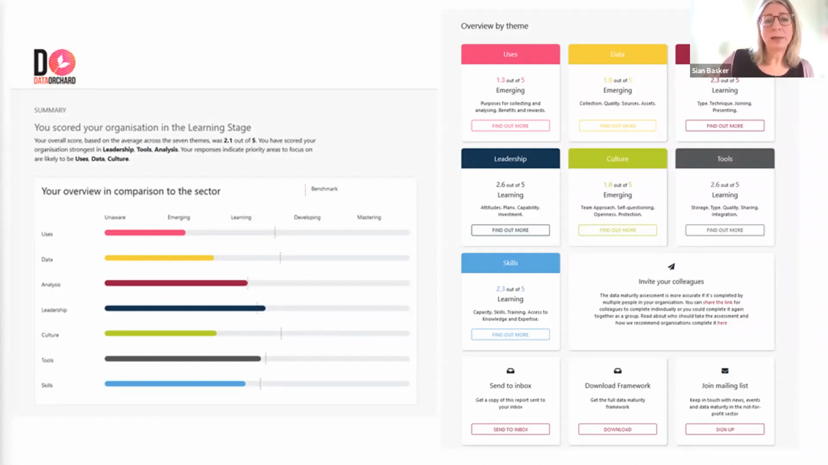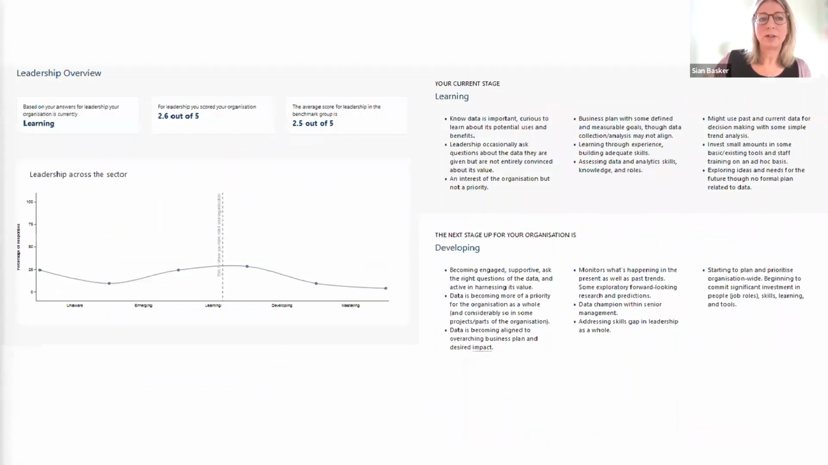And you can see also in here benchmarks. Our free tool has now been used by over 3,000 people, so you can compare against those benchmarks, and they change all the time as more people complete the assessment. But you can also drill into these areas. So for example, if you drill into leadership on this version, it will show how you scored. So this score here is 2.6 out of 5, and the average is 2.5 out of 5. So it's doing a little bit better on that.